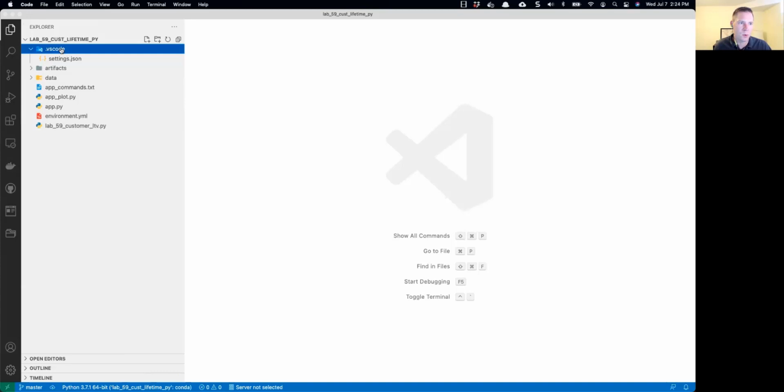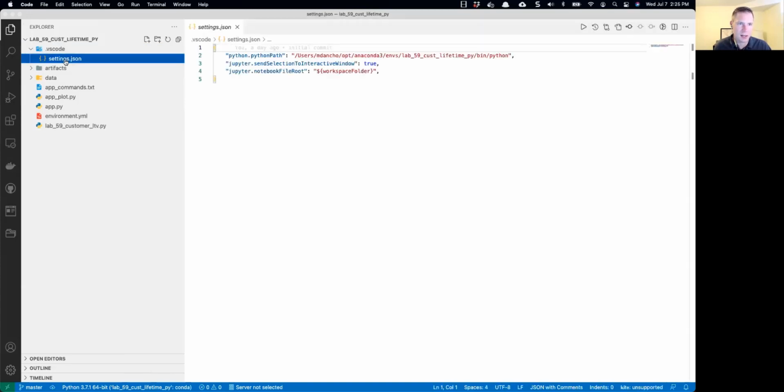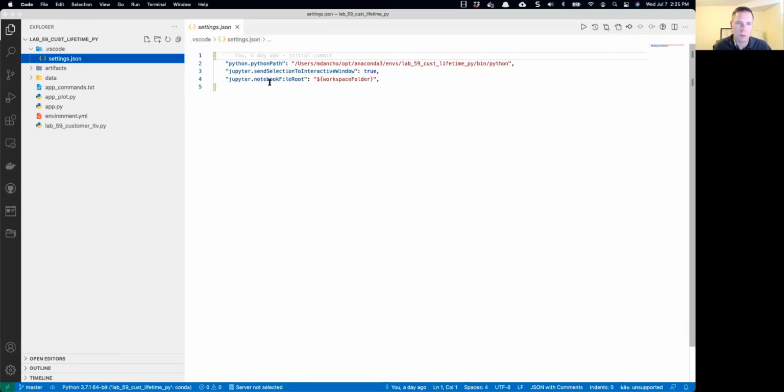There's a couple of different folders. One is my VSCode settings. These are some of the settings that I have for the specific workspace. We are going to be using the Jupyter Notebook integration, so when I hit Shift and Enter, we're going to be sending code to the interactive window. I have this setting here. And then also the Python path I have set up to my Lab 59 customer lifetime environment, which is an environment that I've created. And I'll talk more about that in a second.